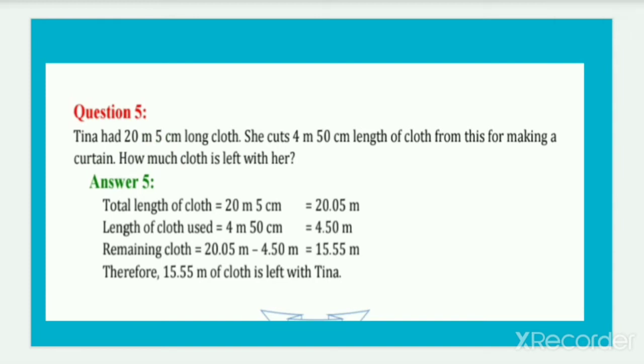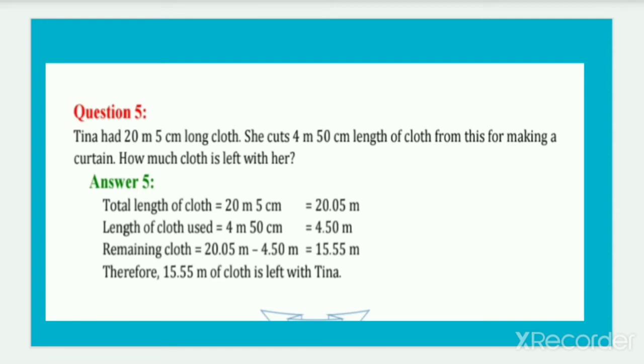Moving to question number 5: Tina had 20 meter 5 centimeter long cloth. She cut a 4 meter 50 centimeter length of cloth from this for making a curtain. How much cloth is left with her? Okay, Tina had a total cloth length of 20 meter 5 centimeter, and the length of cloth used is 4 meter 50 centimeter.